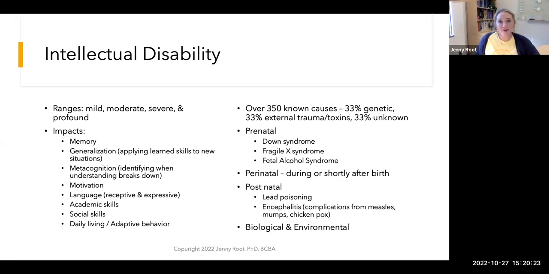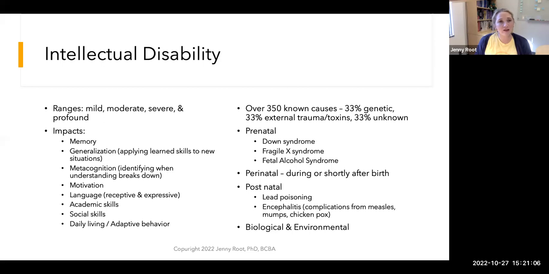As far as what the causes are, there are over 350. So you can't learn about them all, but it does break down fairly evenly into genetic, so conditions that individuals are born with. About a third are related to maybe external trauma or toxins, and then about another third is just unknown. Some of the prenatal conditions are things like Down syndrome, Fragile X syndrome, and fetal alcohol syndrome. Fetal alcohol often presents very similarly to ADHD or autism. And so we think it's probably one of the most prevalent causes of intellectual disability, and yet one of the most underdiagnosed or unidentified.